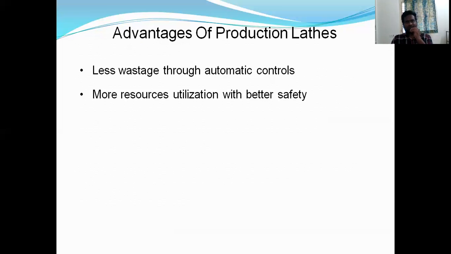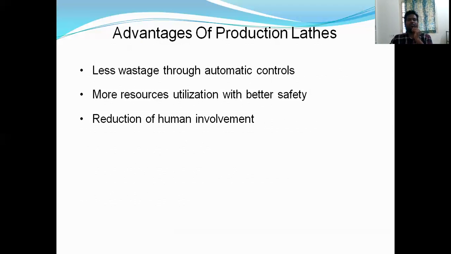More resource utilization with better safety. We can use the resources, adaptation, and all other improvements give better utilization and also safety. It is in a closed enclosure and sometimes there is no operator involvement. So more resource utilization with better safety happens in production lathes.